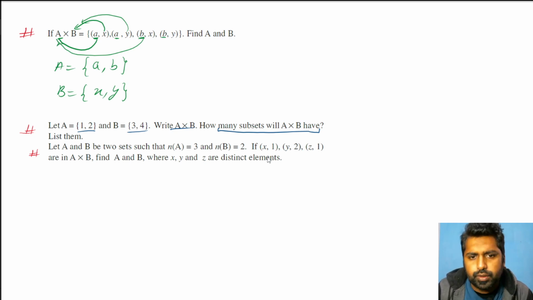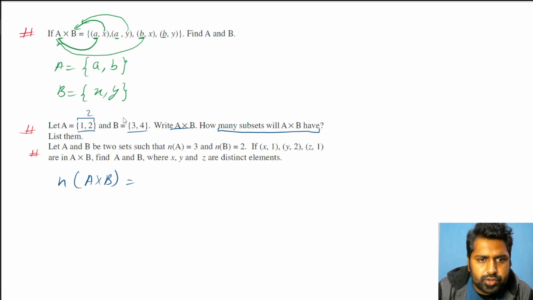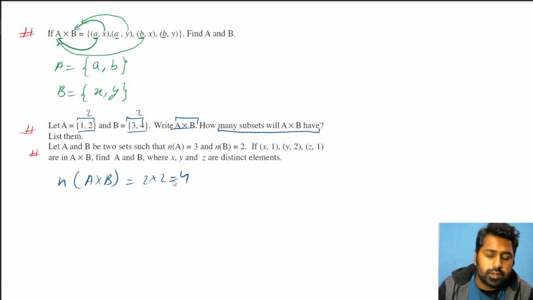But in order to find the number of subsets, all you need is how many elements are there. So just tell me how many elements will be there in A cross B without actually writing it. How many elements? A has 2, B has 2. A cross B, how many elements? It will have 2 into 2, that's 4. Now, if A cross B has 4 elements, how many subsets are there?